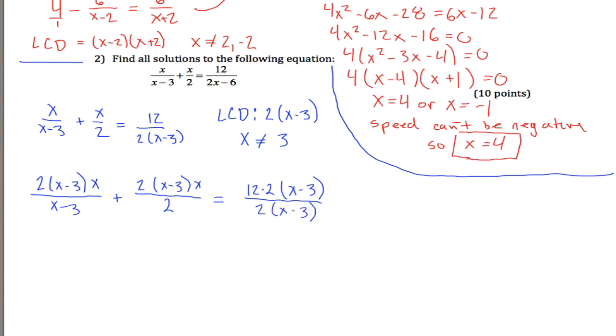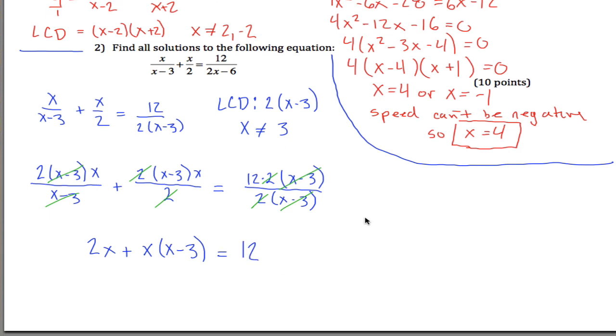So this process is called clearing the denominator, because if we found the right least common denominator, we should be able to cancel out everything that's in the denominator here. And I think we can. This x minus 3 and this x minus 3 cancel. This 2 and this 2 cancel. This 2 and this 2 cancel. This x minus 3 and this x minus 3 cancel. So when all the dust settles, we're left with just 2x over here plus x times x minus 3 here, and that's got to be equal to 12. Okay, x times x minus 3 is x squared minus 3x.